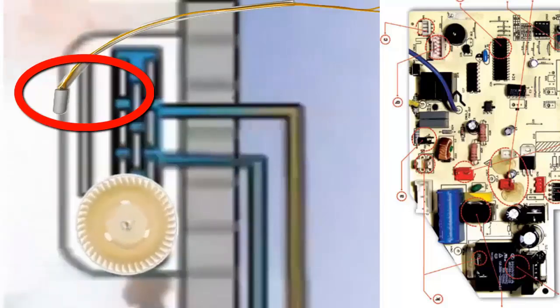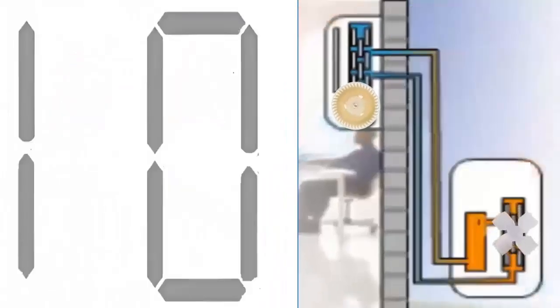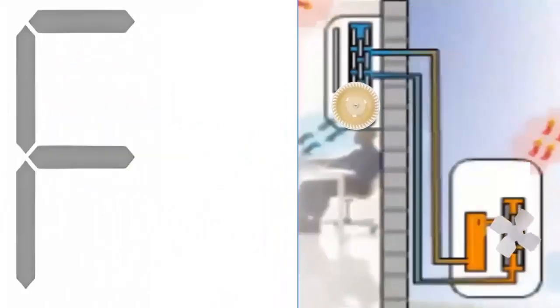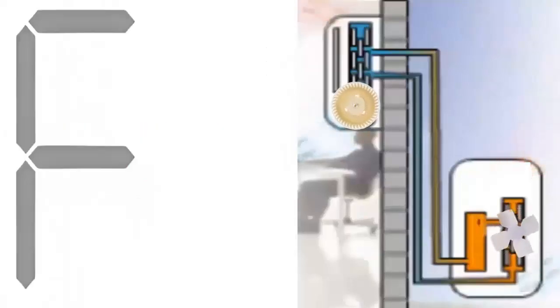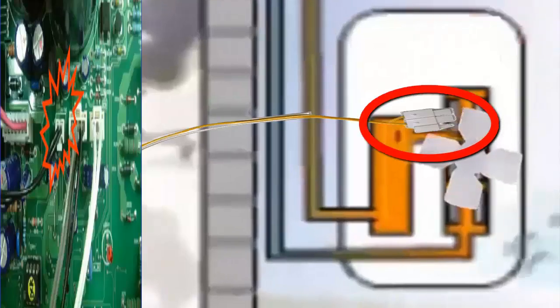Error code F04. Error in the compressor discharge sensor attached to the thin pipe of the compressor located in the outdoor unit, responsible for measuring the temperature of the refrigerant gas just after it has been compressed.